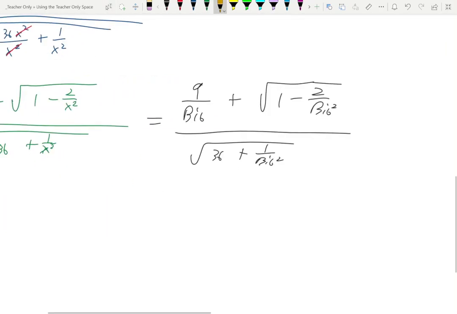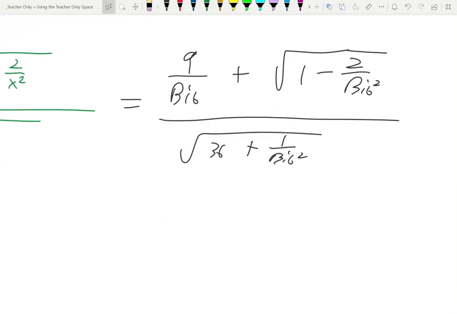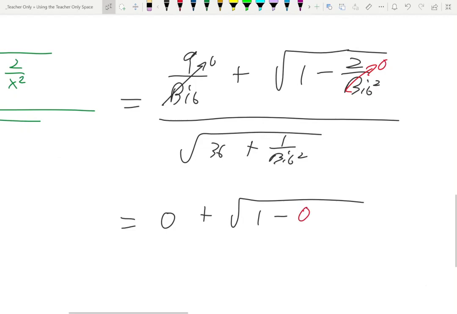Very punny. Okay, well, what is 9 divided by something big? Well, if I have 9 pieces of bread divided amongst everybody on Earth, everybody's getting 0. So essentially, this becomes 0. Plus the square root of 1 minus, now same thing here. We have 2 divided by big squared. What is 2 pieces of bread divided? You already know the answer. That's basically 0. So this would be 0.